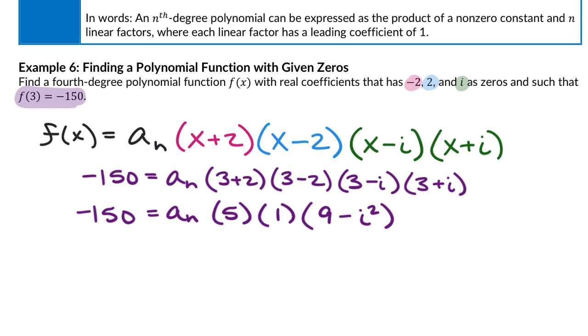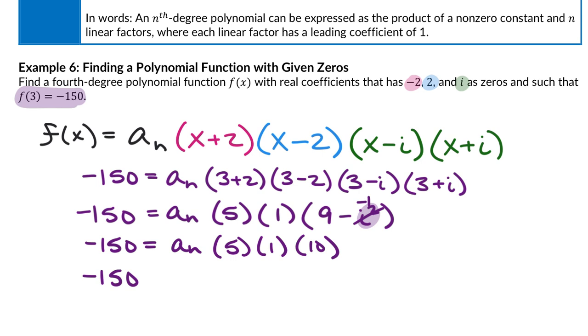Are your spidey senses going off? What is i squared? It's -1, so you could just say, never mind, not i squared, we're going to put a -1 there, which is 9 minus -1. What is 9 minus -1? 10. All right, because it's 9 plus 1. So we have a sub n times 5 times 1 times 10, which is 50. So we have -150 being equal to 50 a sub n.